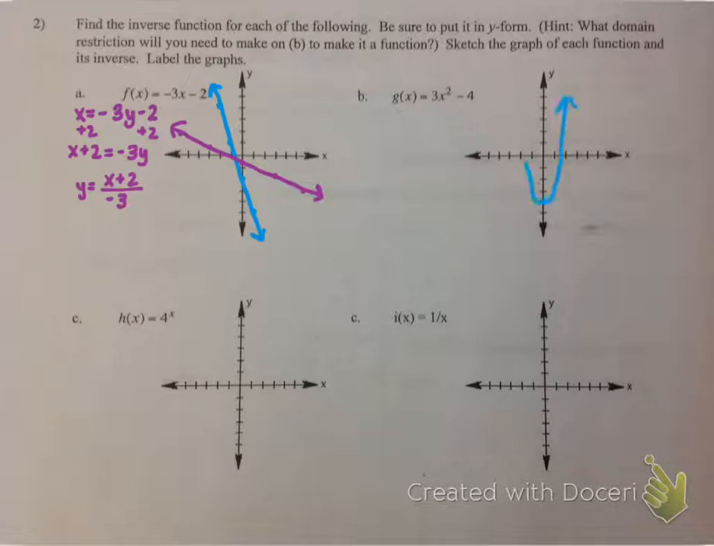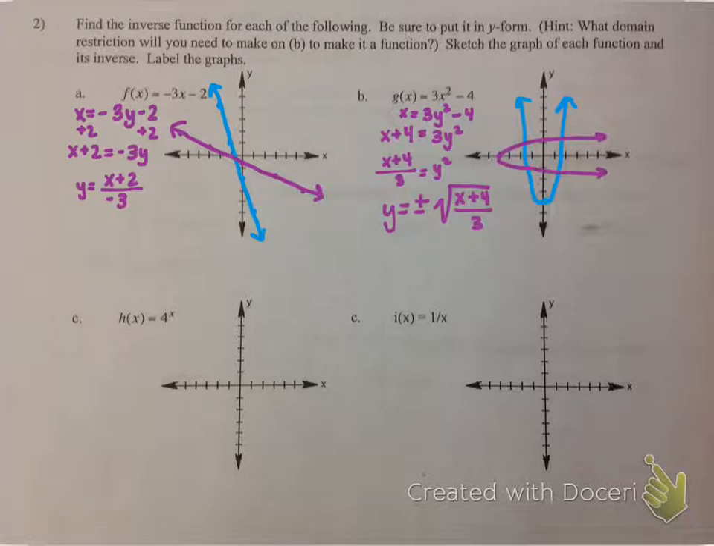But I started by graphing g(x) = 3x² - 4, and that's a rough sketch of it as my blue parabola there. And then again, I switched my x and my y and solved this equation for y in order to find the inverse. And so I added 4 to both sides, divided by 3, and then took the square root. You'll notice that when I take the square root of both sides, I have to have plus or minus there.